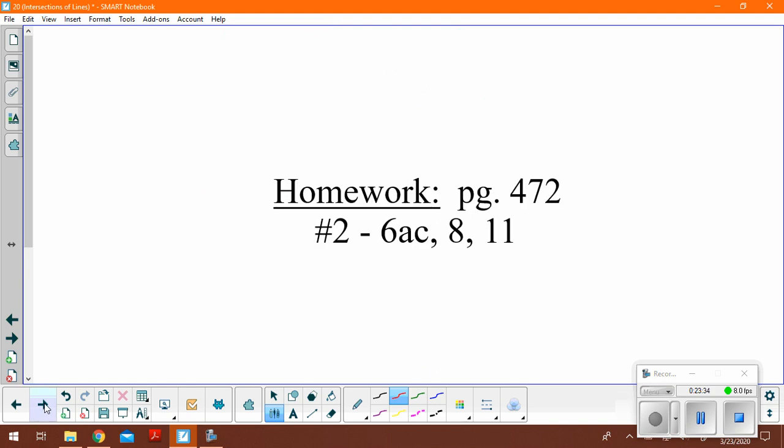So there's the recommended practice starting on page 472, number 2 to 6 AC, 8 and 11. And of course, like last time, if you have questions about it, feel free to email me and I will address them before the next lesson.